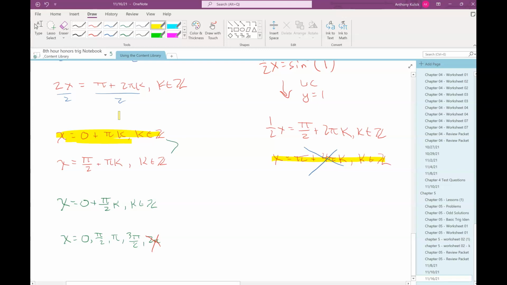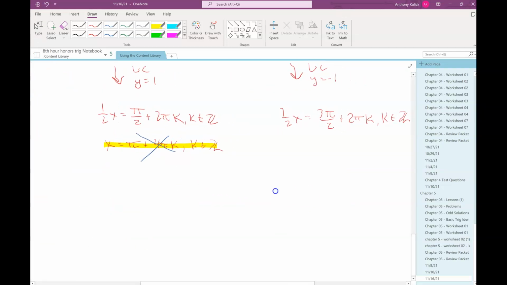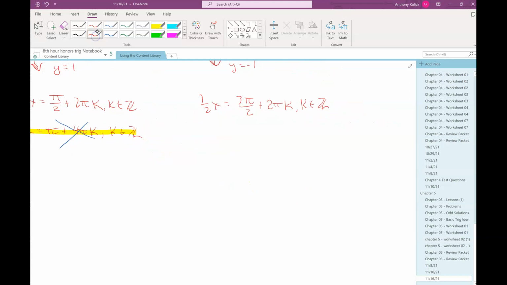4 answers so far. We still have one more piece to deal with, right? Let's see what happens here. So again, multiply both sides by 2.